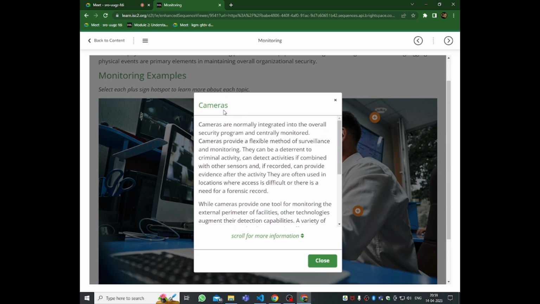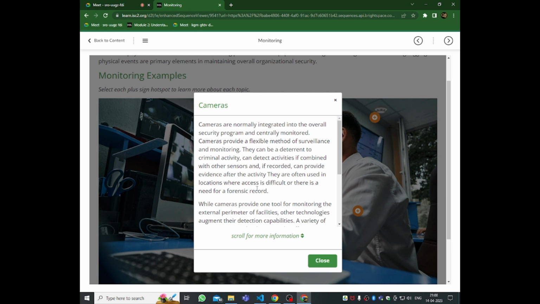And the first one is cameras. Cameras are normally integrated into overall security programs and centrally monitored. Cameras provide a flexible method of surveillance and monitoring. They can be a deterrent to criminal activity, can detect activity if combined with other sensors, and if recorded can provide evidence after the activity. They are often used in locations where access is difficult or there is a need for a forensic record.